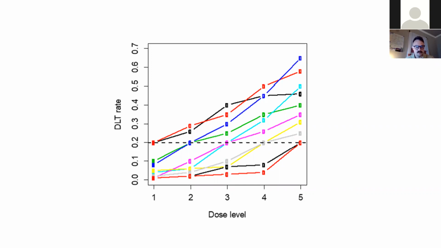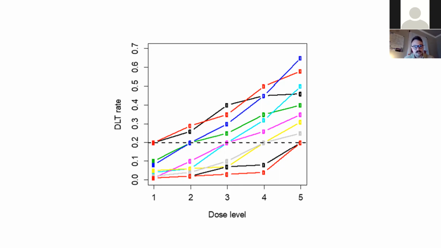Then we're also going to look at the average percentage of patients treated above the MTD across 10,000 simulated trials, basically saying, are we treating people at doses that are too toxic? And how many are we treating? And then as a part of that, another safety measure, the risk of overdosing.